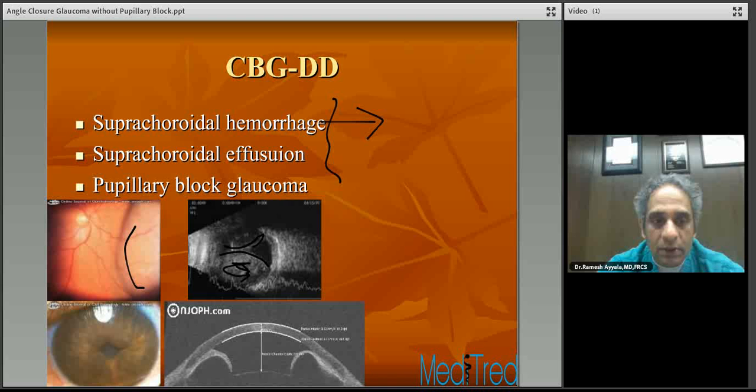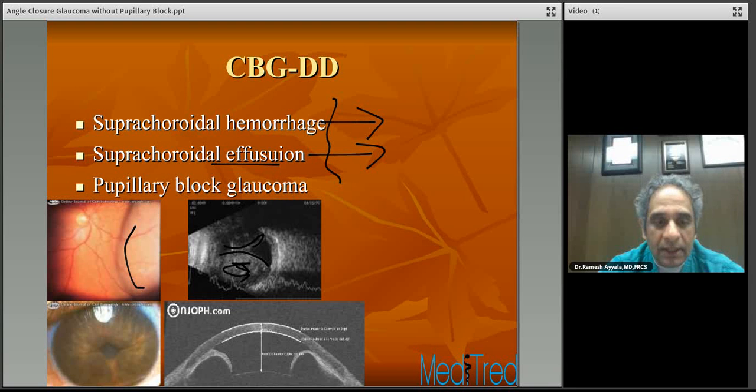Suprachoroidal effusion, on the other hand, can also present with shallow chambers, but there's no pain involved, and the pressure is typically low in this case. And if you look at the retina on indirect exam, you will see the effusion. There's no mistaking it, and it can be confirmed with a B scan.